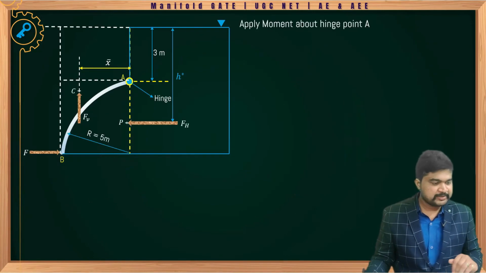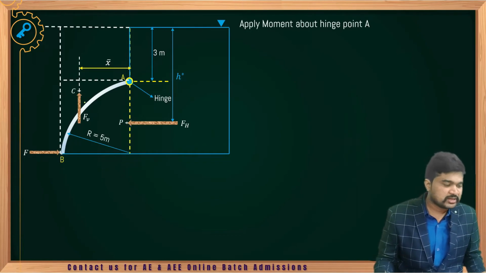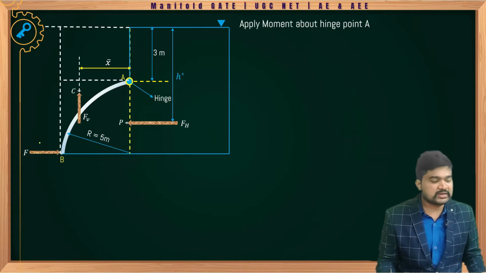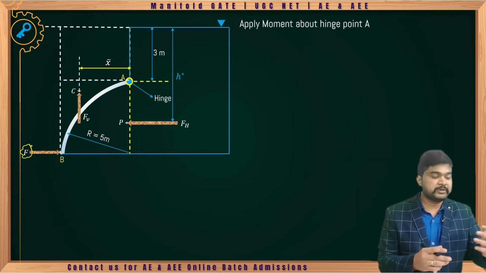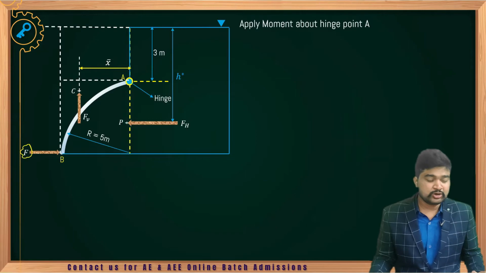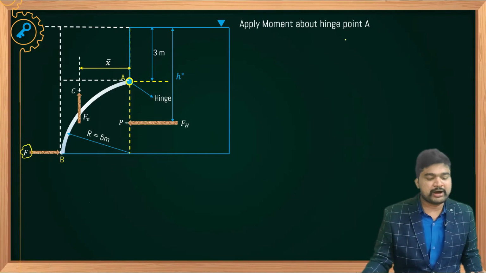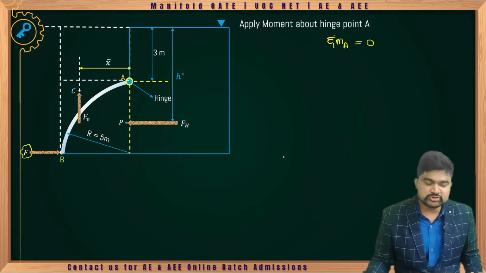See here, FH is acting at the center of pressure, and FV is acting at a distance x bar from the hinge. We need to calculate the magnitude of force F to keep the gate closed. Clear? Now apply moment about the hinge. Sum of moments about the hinge is equal to 0.